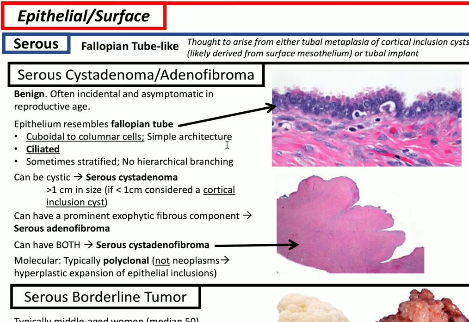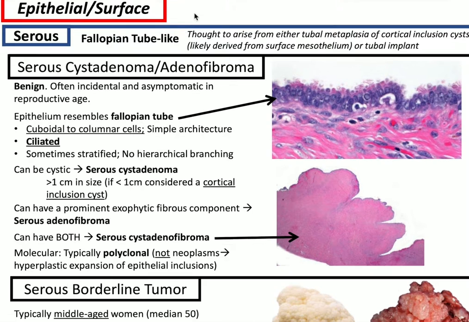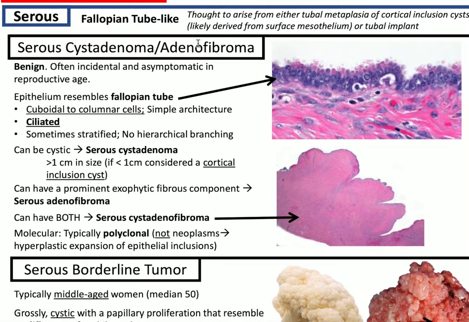Let's talk about serous. We'll talk about cystadenoma, adenofibroma, borderline, low-grade, and high-grade. So serous is fallopian tube-like, and it's thought to arise from either tubal metaplasia of cortical inclusion cysts, likely derived from surface mesothelium, or tubal implant. Serous cystadenoma, adenofibroma.